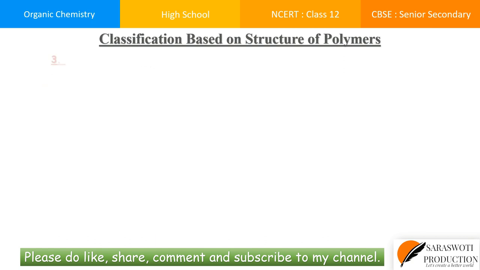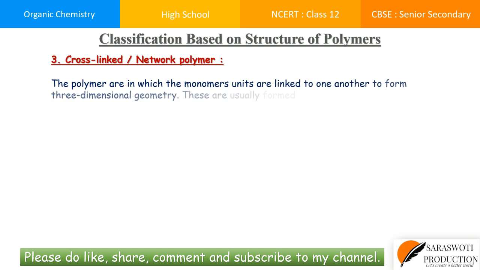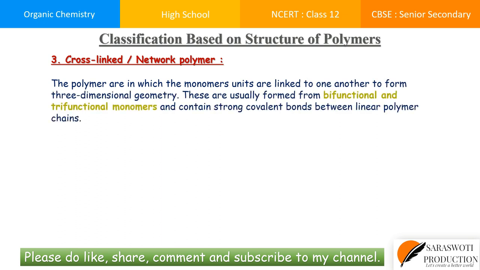Okay, moving on. Third comes the cross-linked or network polymer. It is also known as network polymers. These are polymers which are linked to one another to form three-dimensional shapes. They're forming 3D. These are usually formed from bifunctional and trifunctional monomers.